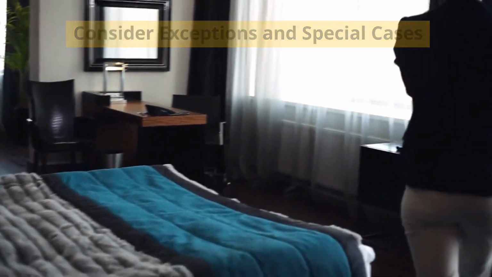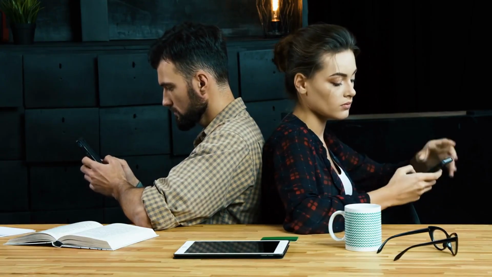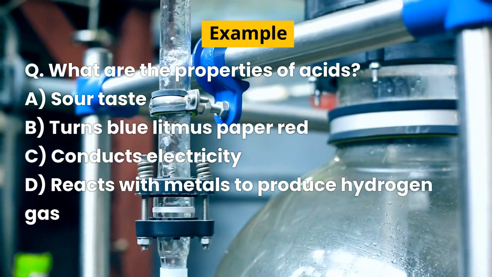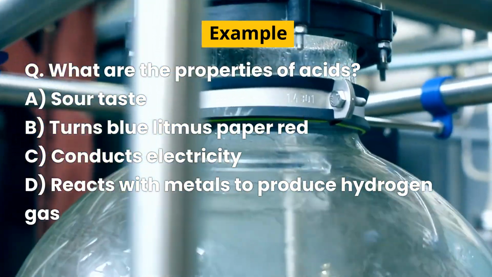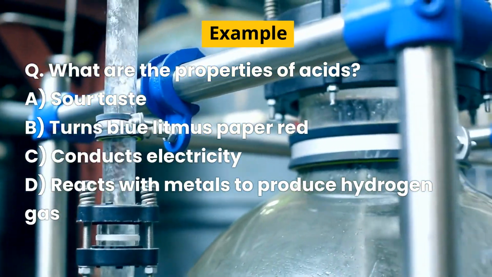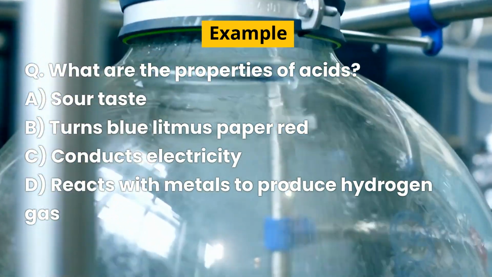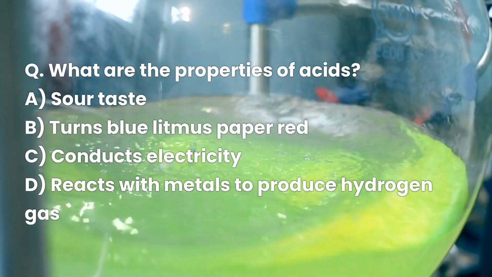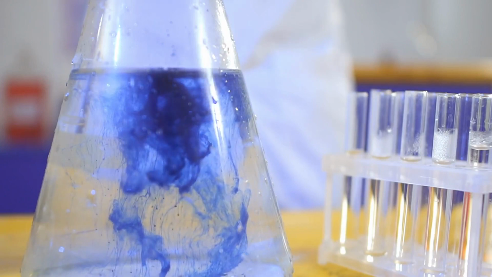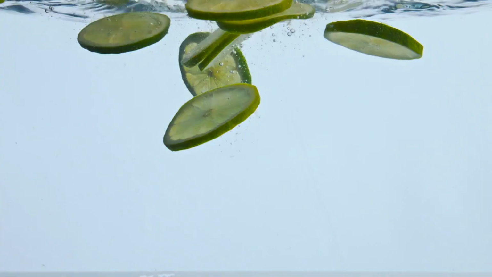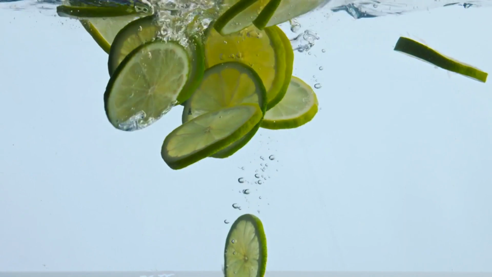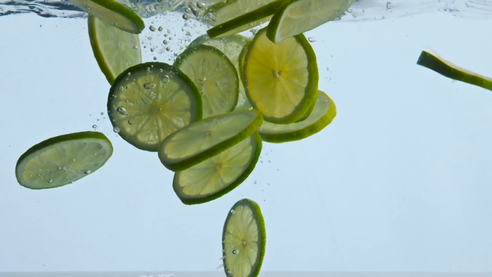Consider exceptions and special cases. Be mindful of exceptions or special cases that may apply within the context of the question, especially in nuanced subjects. Example: for a question about properties of acids with options A. Sour taste, B. Turns blue litmus paper red, C. Conducts electricity, D. Reacts with metals to produce hydrogen gas. While options B, C, and D are typical properties of acids, option A is an exception as not all acids have a sour taste. However, it is still considered a property of some acids like citric acid, guiding you to select A, B, C, and D as the correct answers.